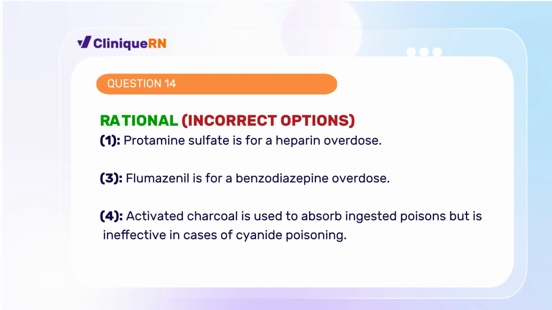Incorrect option 1. Protamine sulfate is for a heparin overdose. Incorrect option 3. Flumazenil is for a benzodiazepine overdose. Incorrect option 4. Activated charcoal is used to absorb ingested poisons, but is ineffective in cases of cyanide poisoning.